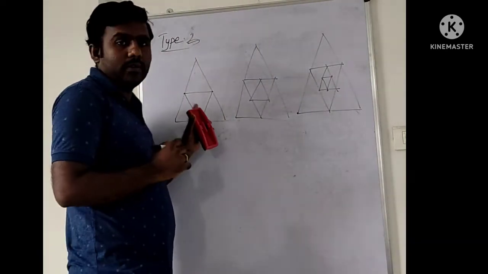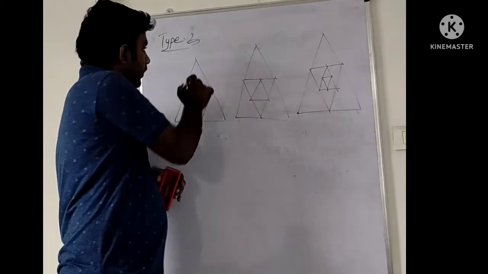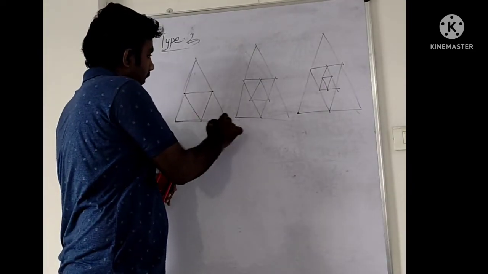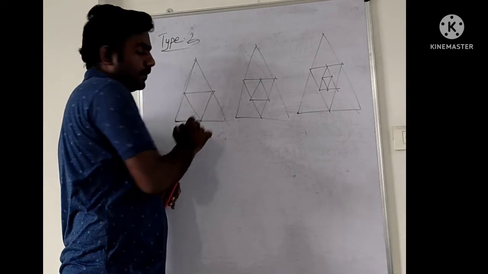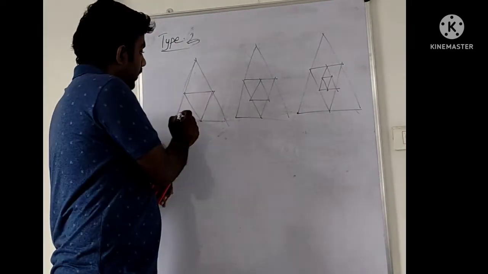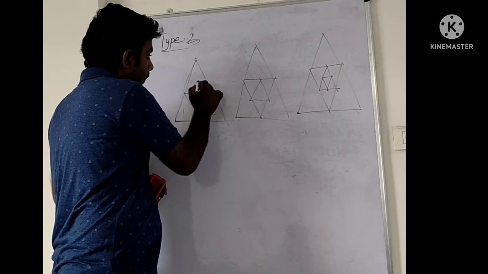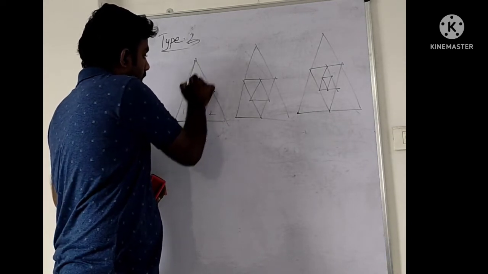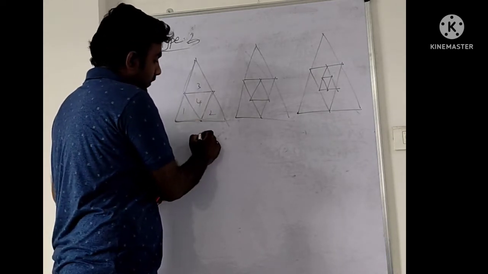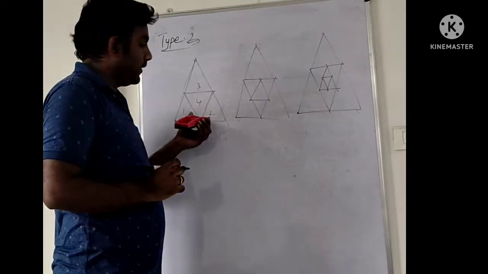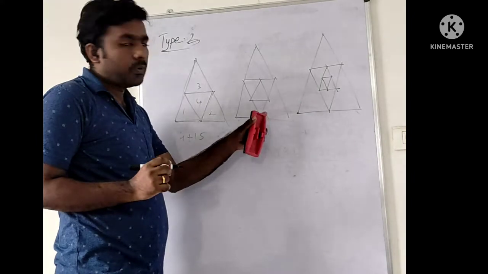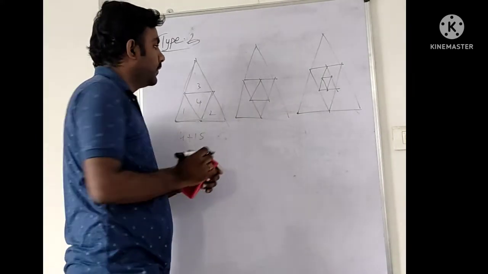First of all, we will discuss this one. We know this is one triangle, and in it one more triangle is there like this. Here this is 1, 2, 3, and this is 4. The outer one is 5. Total number of triangles is 5, that is 4 plus 1. It is easy.